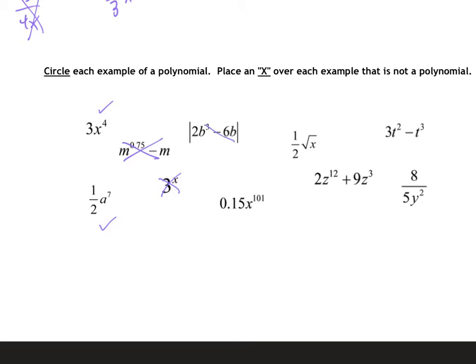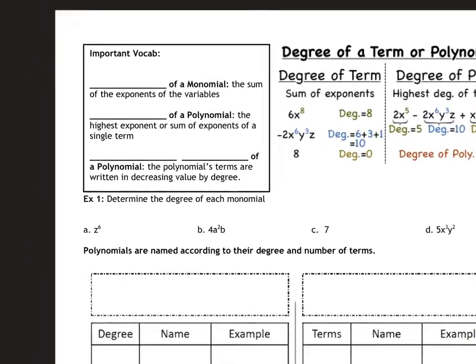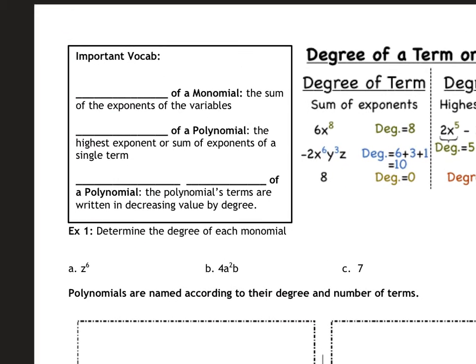This one's got the absolute value, so no good. This one's good. It's just a number times, that's good. This one has the square root of x. Square root of x, that's x to the 1/2 power, so that's no good. This one's good. This one's good. Here the y is in the bottom, so that's no good. So it's just looking at different examples, making sure you know what's going on. You can spot one.